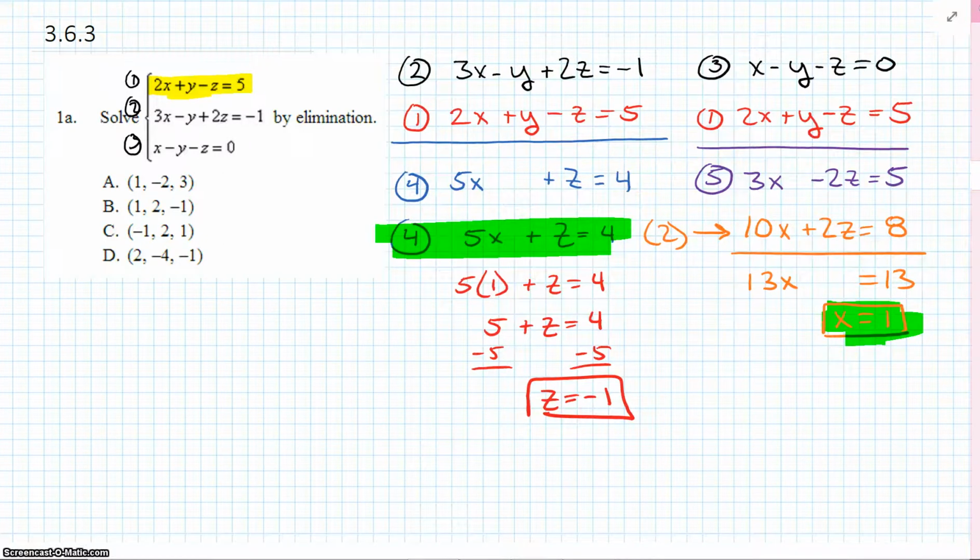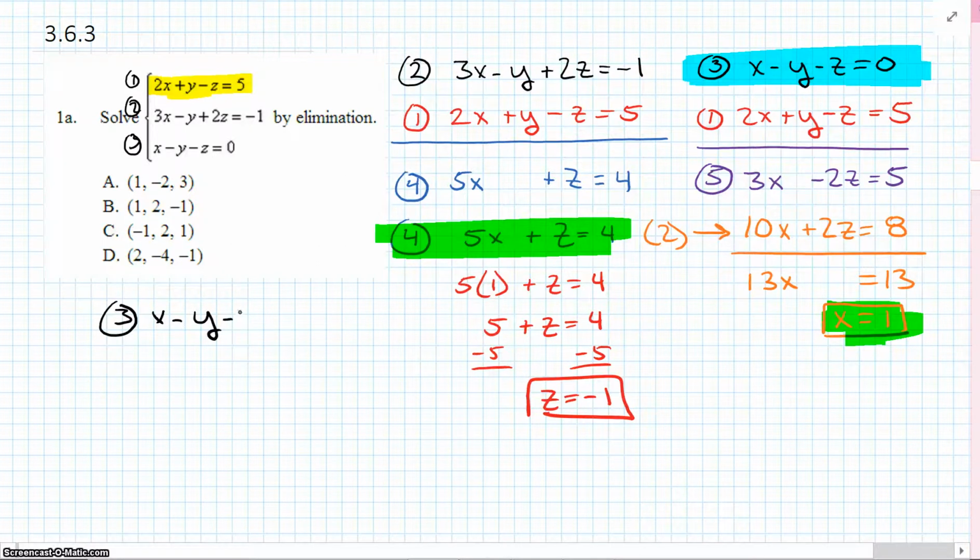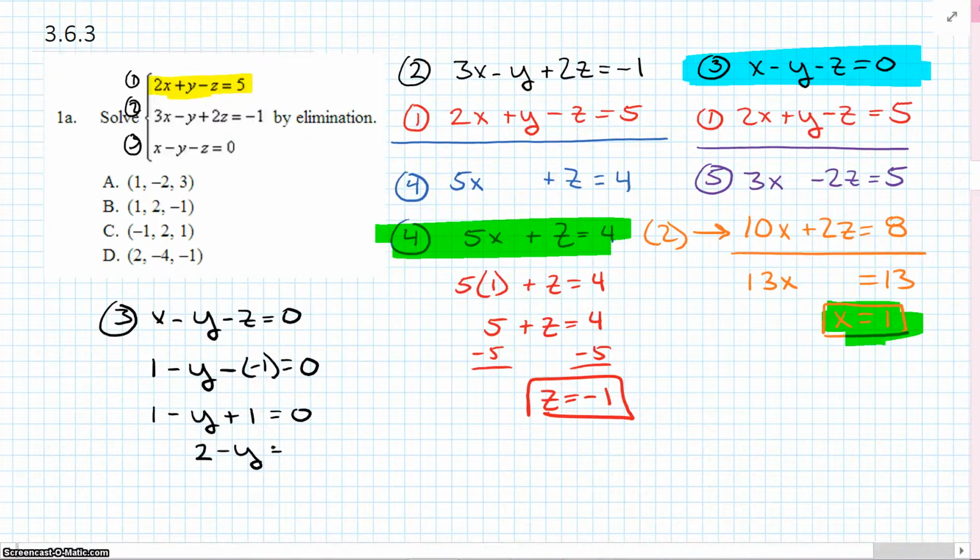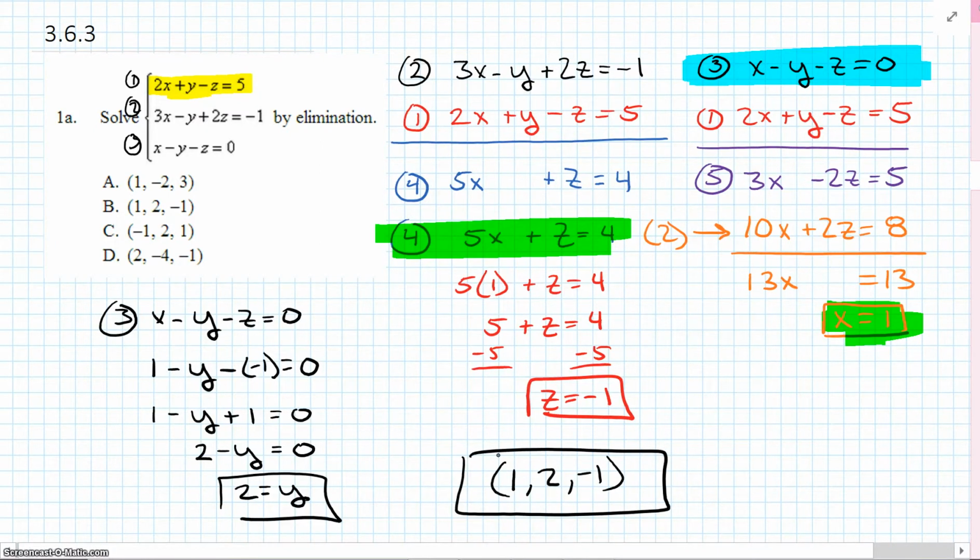Okay, looking and inspecting, I'm going to use equation 3. I had x minus y minus z equals 0. My x value is 1, so 1 minus y minus my z value, negative 1, equals 0. So I'm going to get 1 minus y plus 1 equals 0. So I get 2 minus y equals 0. Just add y over: 2 equals y. So my ordered pair is x is 1, y is 2, z is negative 1. Okay? So on to the next equation.